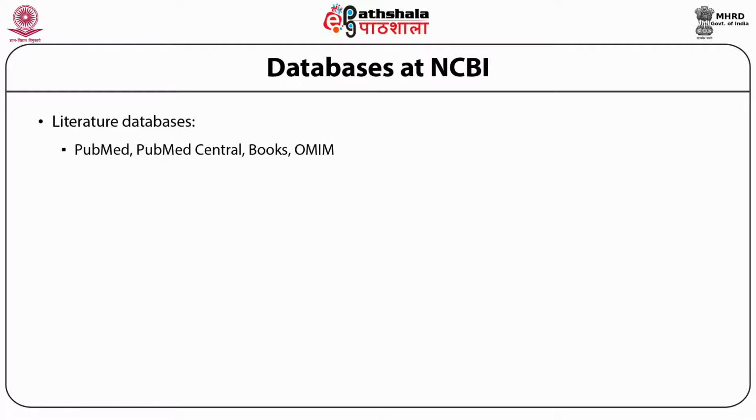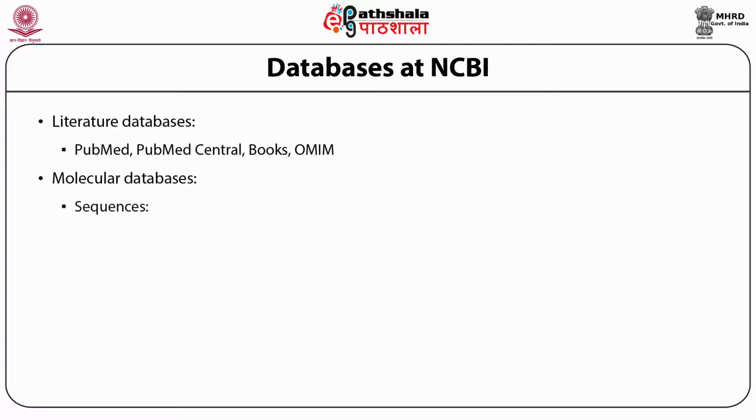Then PubMed Central contains the free articles, because in a general article you need to pay for access, but PubMed Central contains only free articles, so it can be downloaded from anywhere. Anybody can open it and download it. And the books, you can find the database of books where you can download the books of your requirement. And OMIM contains the information about certain genes and their association with disease. So if you want to know any correlation of any gene with a disease, then you can go to OMIM. The other is the molecular database.